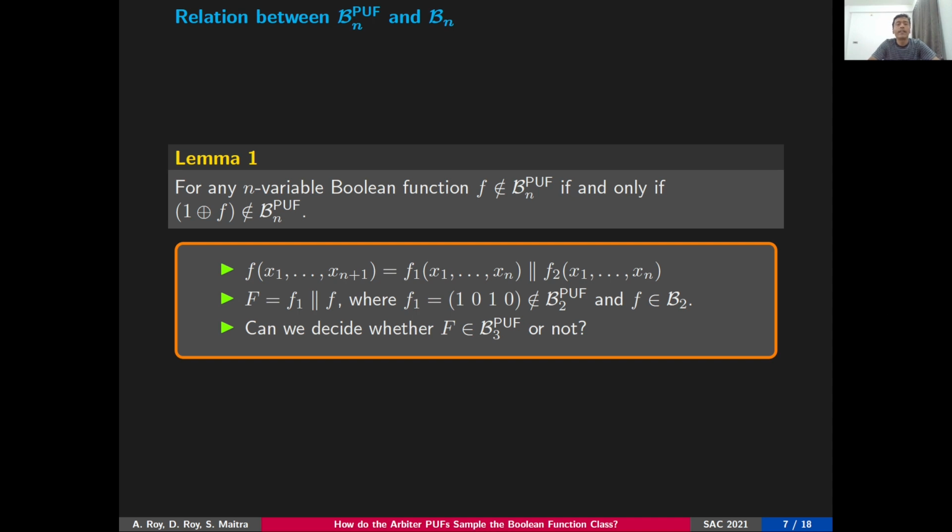Now, if we consider an n plus 1 variable Boolean function, we know that it can be expressed as a concatenation of two n variable Boolean functions. Now, if I consider capital F, which is a concatenation of f1 and f, where f1 is a Boolean function which is not present in B2 PUF, and f is any Boolean function involving two variables. Can you say anything about this capital F, whether capital F belongs to the B3 PUF set or not?